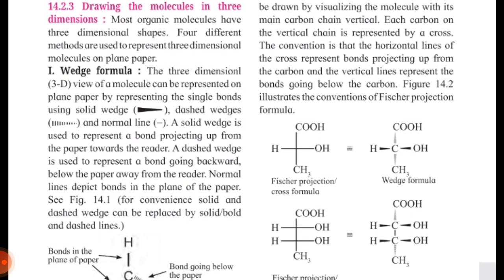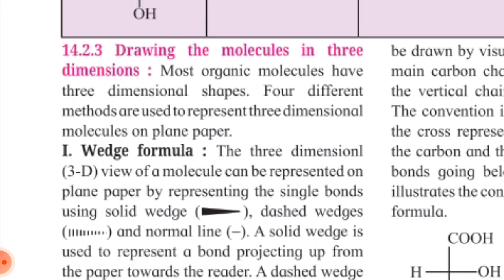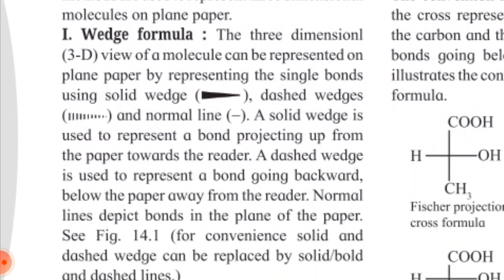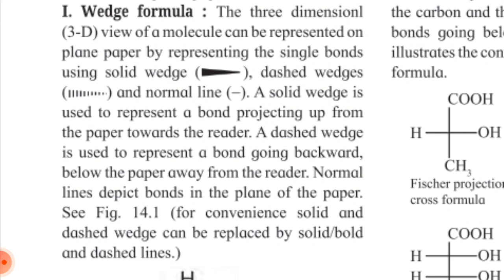Drawing the molecule in three dimensions. Most organic molecules have three-dimensional shapes. Four different methods are used to represent the three-dimensional molecule on plain paper. Wedge formula. The three-dimensional view of molecules can be represented on plain paper by representing single bonds using solid wedges, dashed wedges, and normal lines.